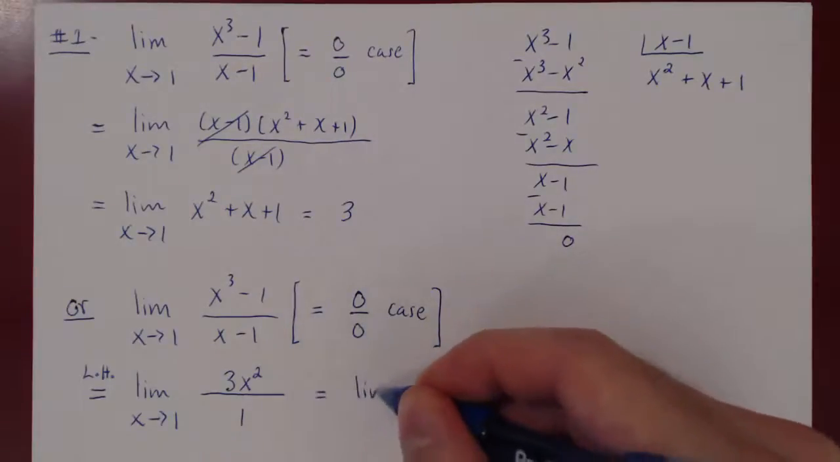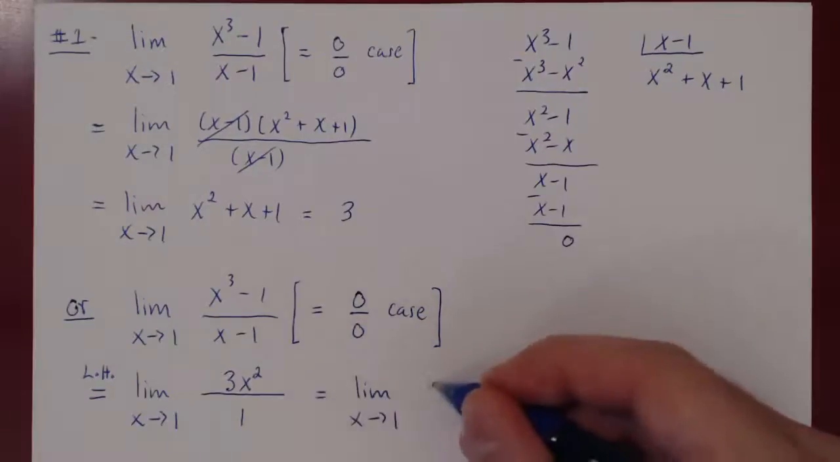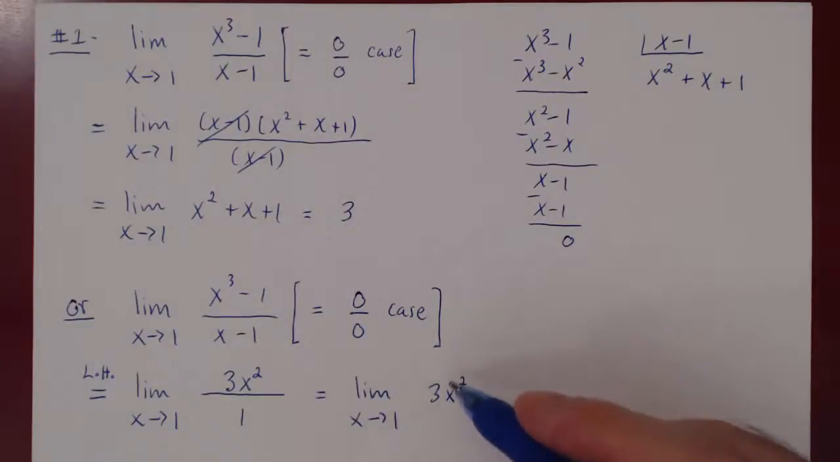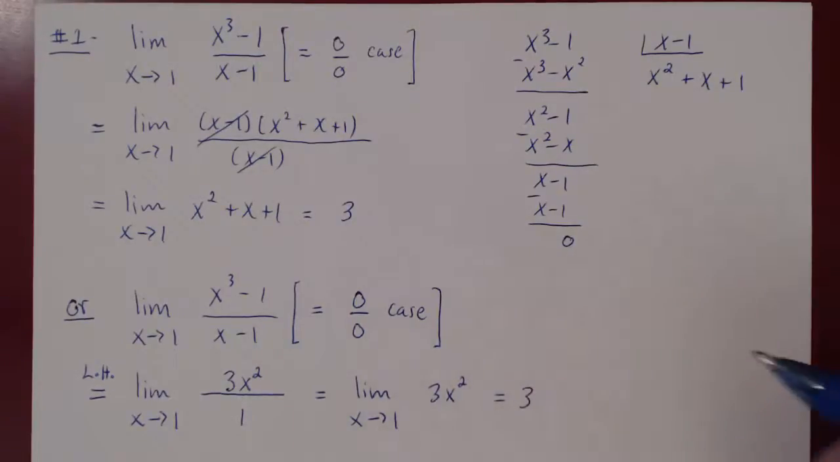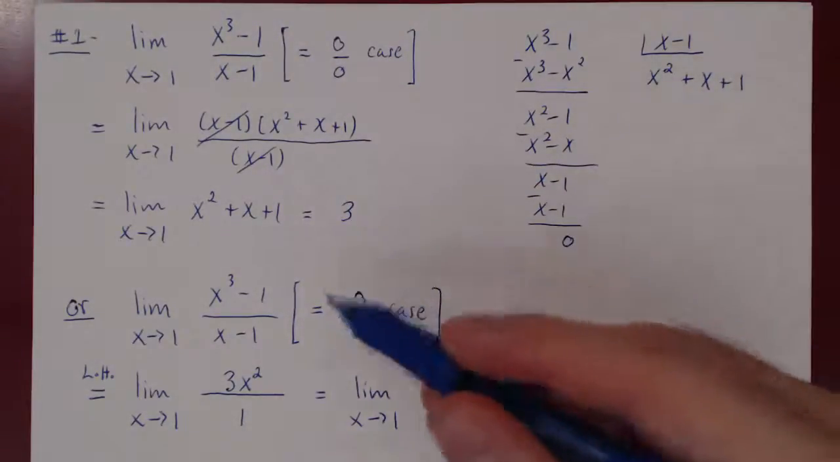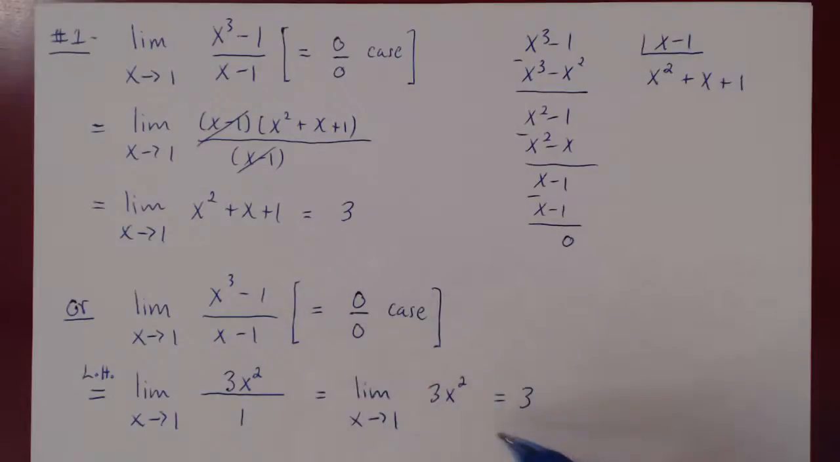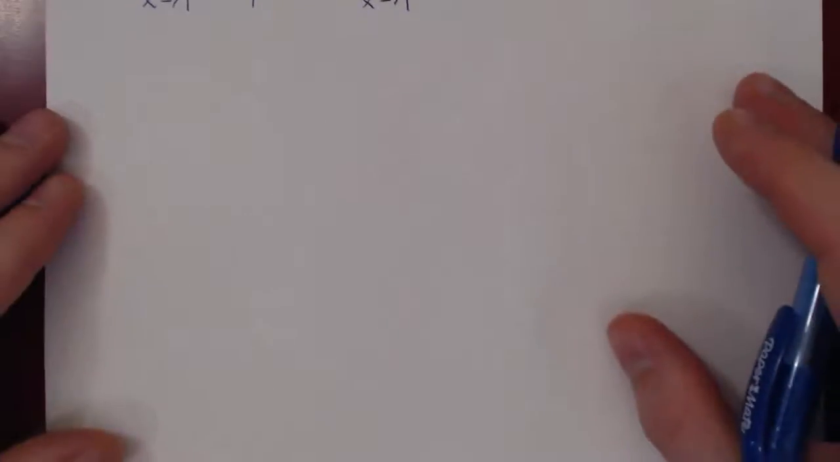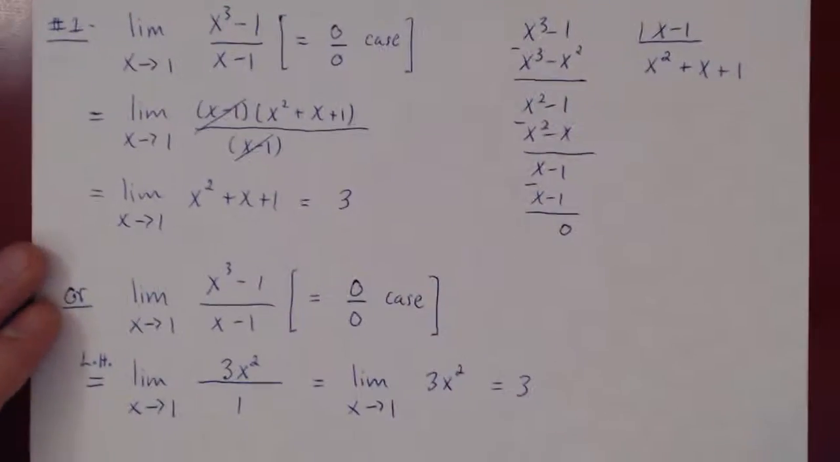But what we have here is trivial, because 3x squared over 1 is just 3x squared. As x approaches 1, x squared approaches 1, and this will approach 3 times 1, which is simply 3, as before using long division. So here we got a shorter solution to our limit using L'Hopital's rule. Let's look at another example that we could solve with L'Hopital's rule. And then we'll solve it with L'Hopital's rule and hopefully, as we have seen in this case, arrive at the same answer.